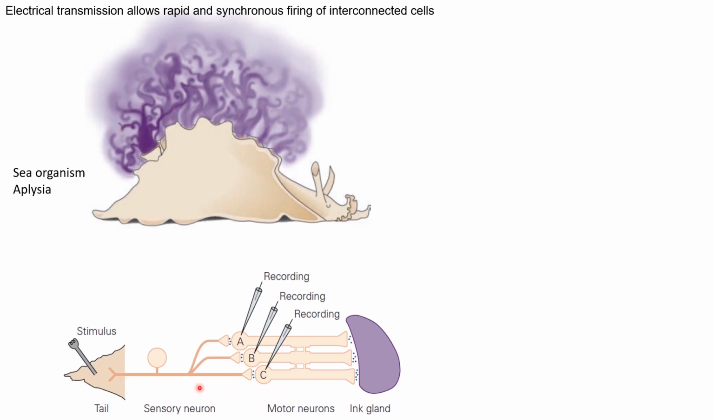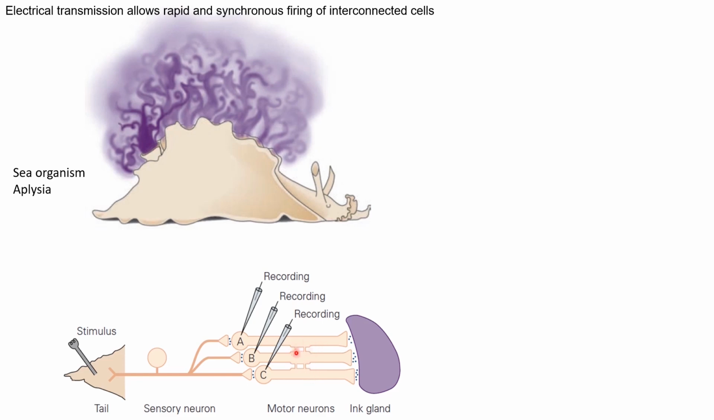You have a sensory neuron that is connected to the tail. So if there is any stimulus that comes at the tail, then this sensory neuron is activated, and this sensory neuron is directly connected to these motor neurons that control the ink gland. And these motor neurons are connected to each other by electrical synapses. So if any of the motor neuron gets activated, that activity would also be passed on to the other connected neurons, and all three neurons will be activated at the same time.